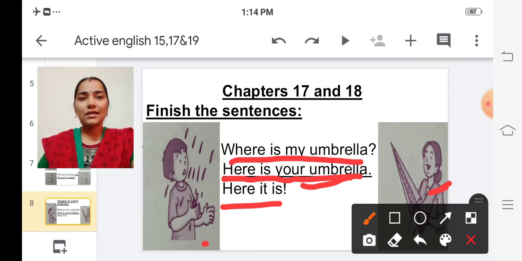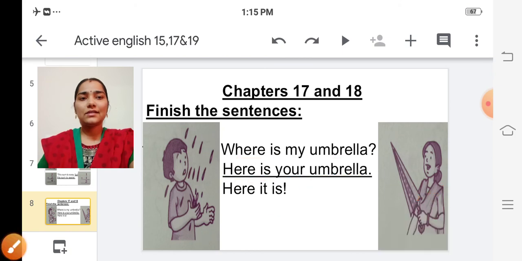So she is answering, here is your umbrella. My becomes your. Here is your umbrella. Here it is. She is answering like that, because she is having his umbrella, isn't it? Can you understand, children? Yes?